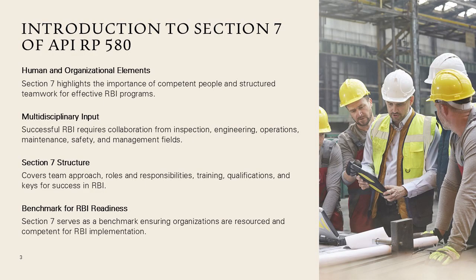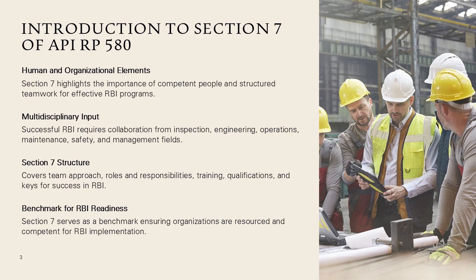Section 7 of API Recommended Practice 580, 4th edition, August 2023, defines the human and organizational elements required for an effective risk-based inspection, RBI, program. While RBI is often perceived as a technical or analytical exercise, API RP 580 emphasizes that competent people, clearly defined roles, and structured teamwork are equally critical to achieving reliable and defensible risk decisions. This section establishes expectations for how organizations should form RBI teams, assign responsibilities, and ensure personnel are properly trained and qualified for their assigned functions.